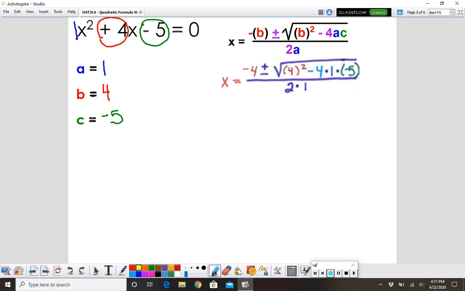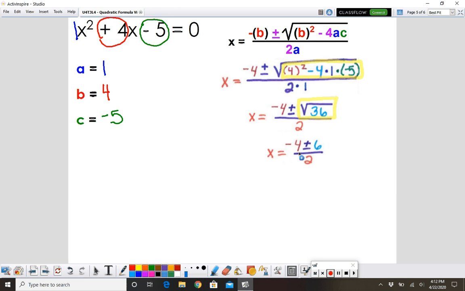So next step, we're going to do the math problem that's underneath our square root symbol right here. Leave your square root symbol, just do all the math. 4 squared minus 4 times 1 times negative 5. And what we're going to get is negative 4 plus or minus the square root of 36. And then 2 times 1 is 2. So now we're going to do the square root of 36, and we get plus or minus 6. So negative 4 plus or minus 6 divided by 2.